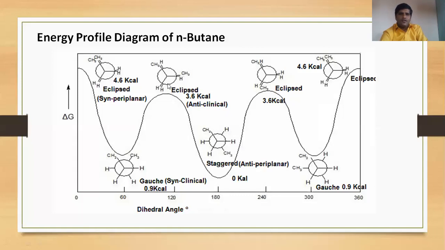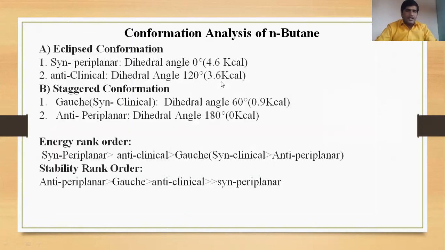And if this methyl comes to this location, that is called the staggered conformation or anti-periplanar, and the energy is 0. Then again, when these hydrogens come to this, that becomes an eclipsed conformation, and when this methyl group comes to this location, that becomes the Gauche conformation, with 0.9 kilocalorie per mole energy. And if the methyl groups again come close together, just like the eclipsed conformation at first, that is the eclipsed conformation, which has 4.6 kilocalorie per mole energy. Okay, so that is the major point regarding butane.